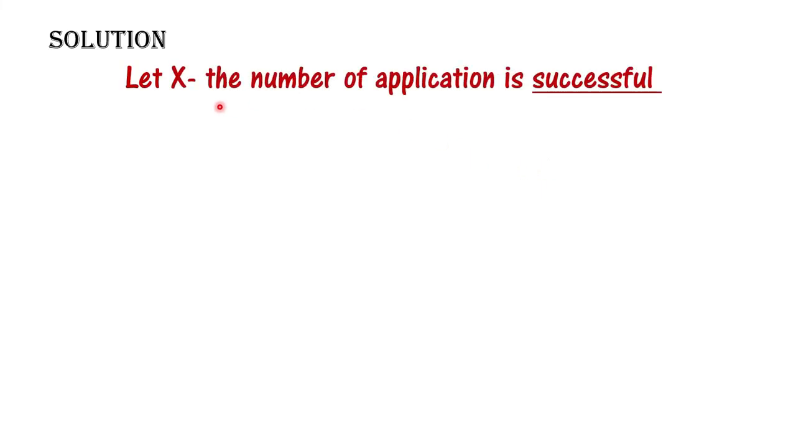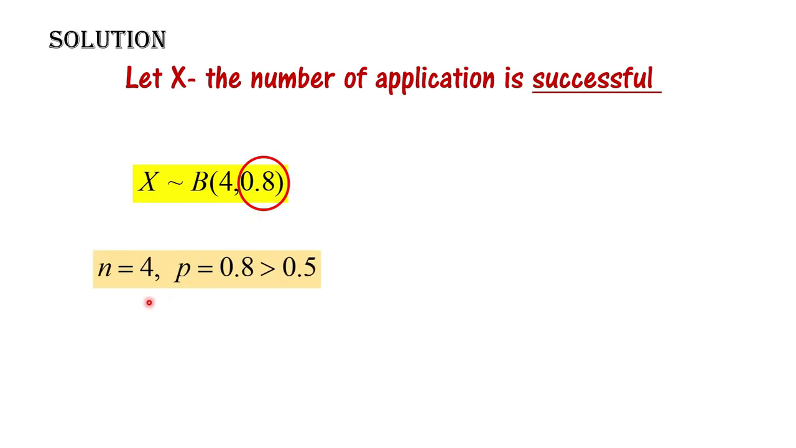Okay, you have to let X be the number of successful applications. Then X is a binomial distribution, n equals to 4, p equals to 4/5 or 0.8. Note that 0.8 is more than 0.5. So what do we need to do? Yes, we need to change to Y. Y is a binomial distribution, n equals to 4, p equals to 0.2. What does 0.2 represent?